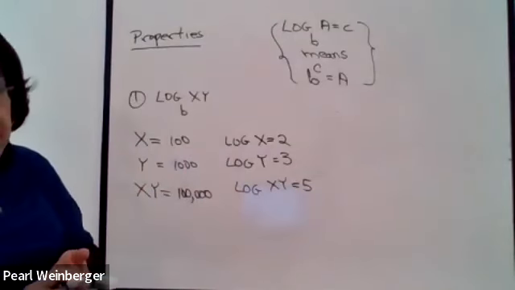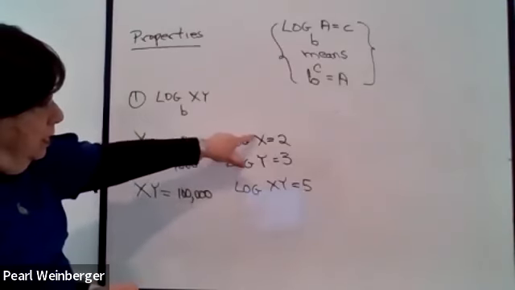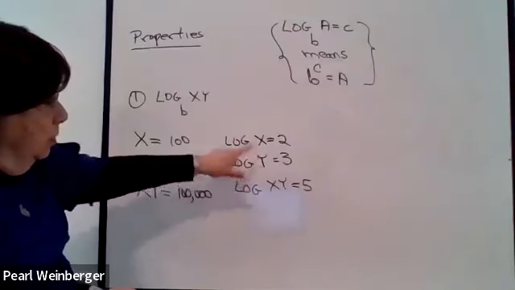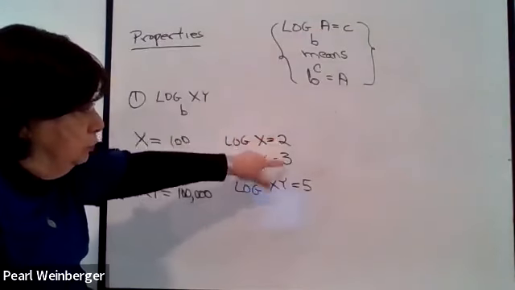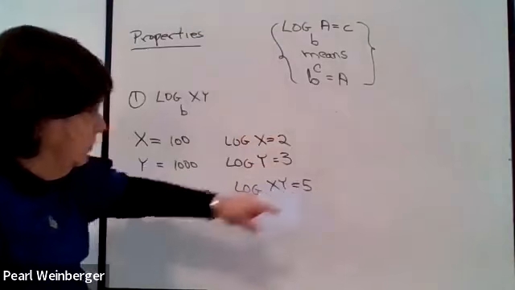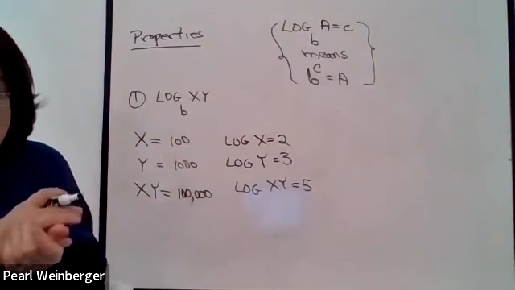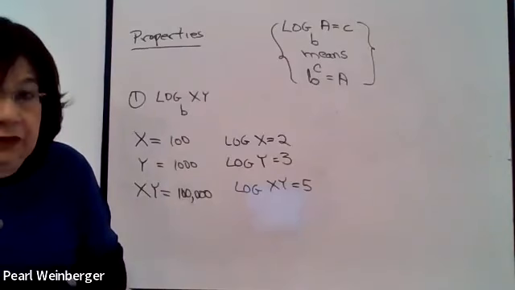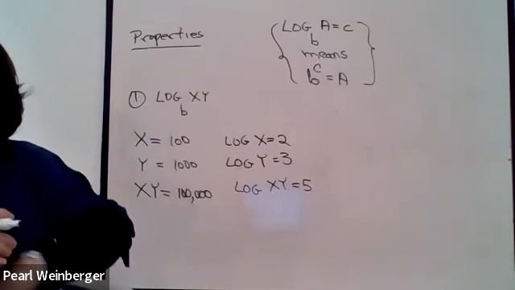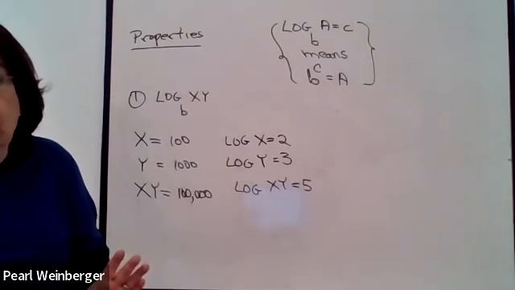And look what happened. When I multiply the numbers x times y, what am I doing to their logs? I'm not multiplying them. I'm not doing 2 times 3. I'm doing 2 plus 3 to get the 5. In other words, when I'm multiplying two numbers, what I'm doing to their logs is adding them. And that makes perfect sense if you think about it, because when you're multiplying numbers, what you do to the exponents is you add them. Remember, the logs are exponents.